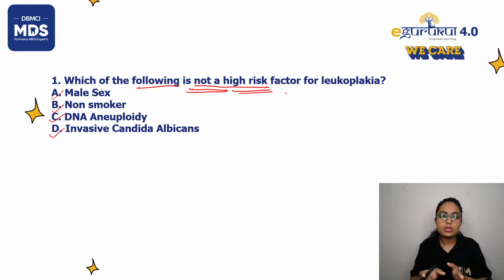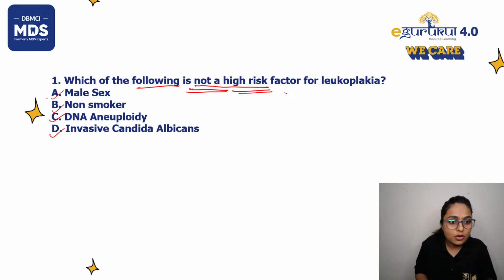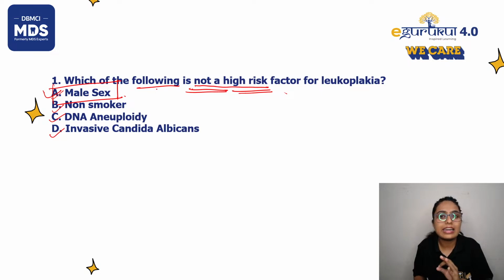Now here I'll tell you the answer and then we'll discuss why. All right. These are just, you can say, high risk factors. You can just memorize those factors and you will be able to answer such questions. All right. So first, option A, which is male sex, is not a high risk factor for leukoplakia. Okay.